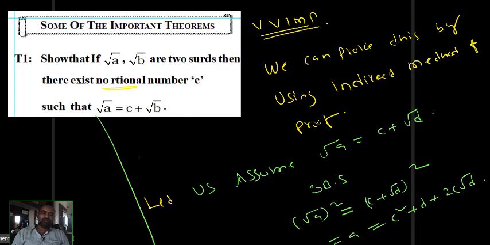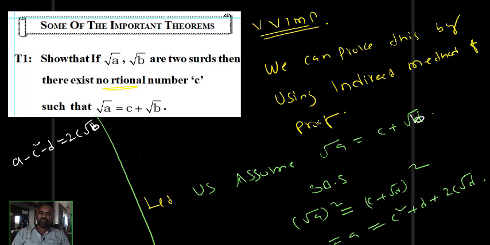I will write here. What happened is that a minus c square minus b equal to 2c root b. Okay, no problem.